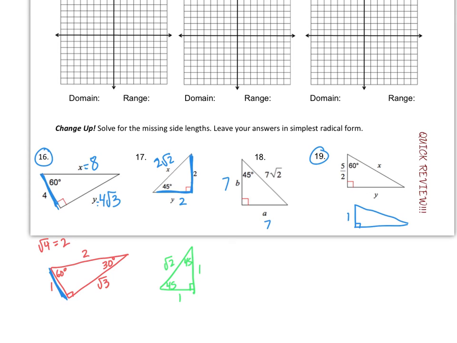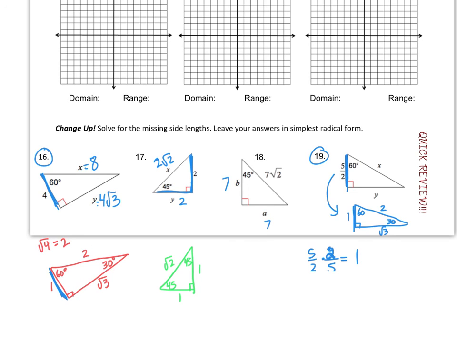So I know this would be 1, 2, square root of 3, right? If this one's 60, this would be 30. So look at this side compared to this side. What did they do? They multiplied by 5/2, right? So that means, no, let's see, if I'm going from there to there, we're multiplying by 2/5, right? If I have 5/2, I'd have to multiply by 2 over 5 to get to 1. So I'm multiplying by 2 over 5.